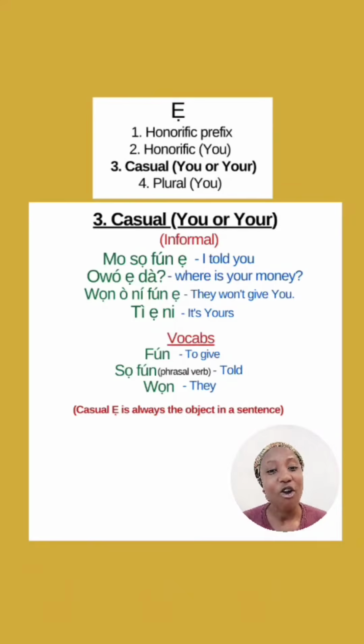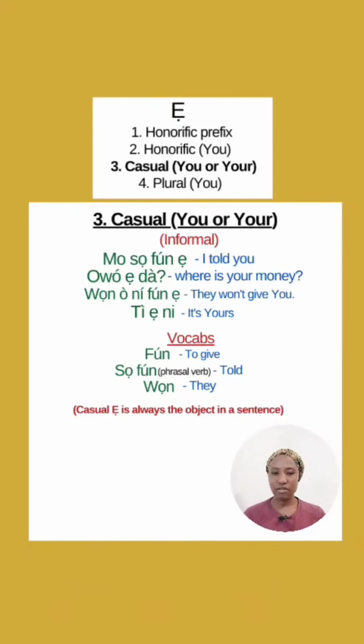That's correct, unless you are using it as an object. So the previous one that we looked at, ẹ as an honorific you, always comes as a subject. So the subject of the sentence is honorific you. But when the person you're talking about is the object, then you cannot use ẹ for honorific you. What I'm trying to explain is, look at this example here.